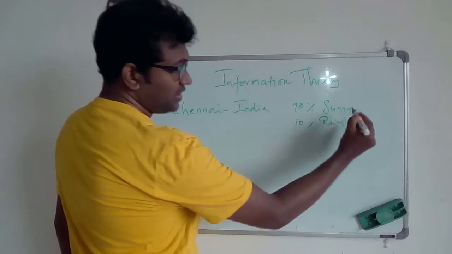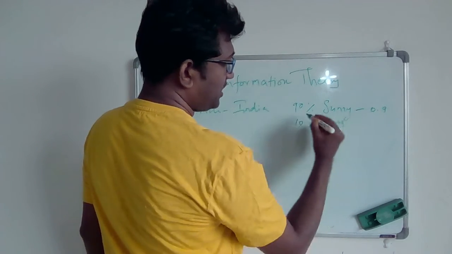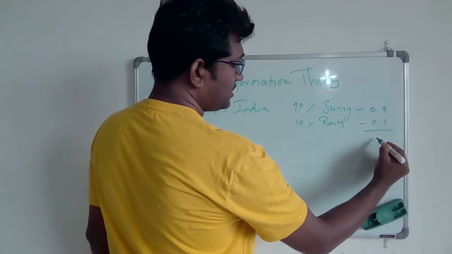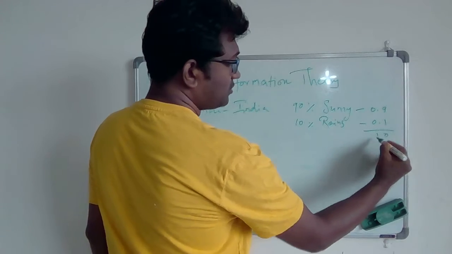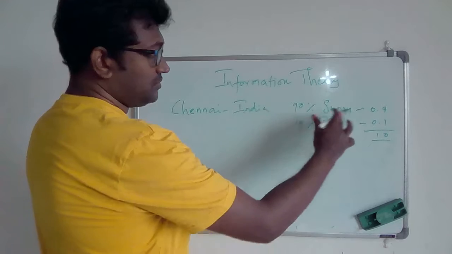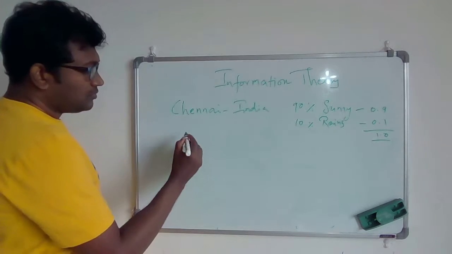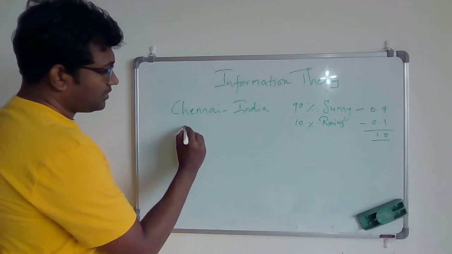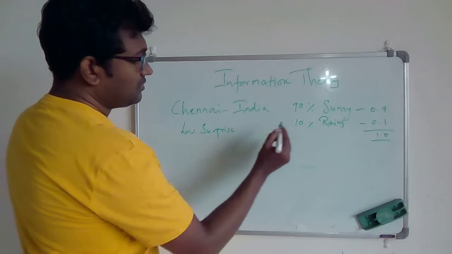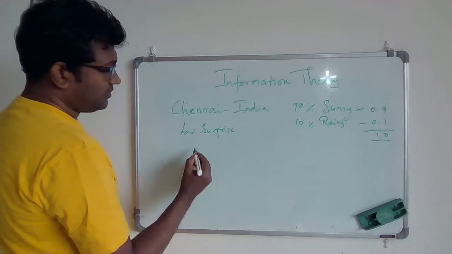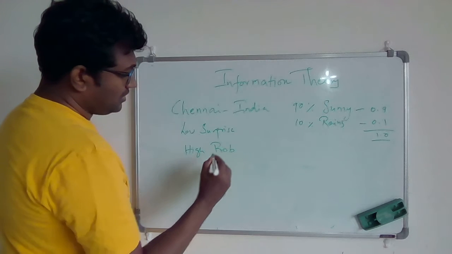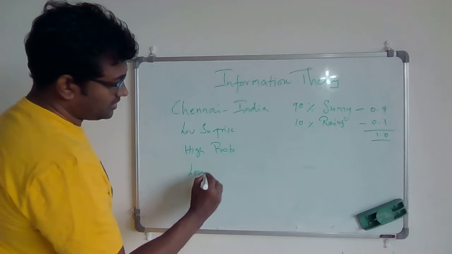So when you say 90% sunny, the probability of it being sunny is 0.9. The probability of rain is 10%, and the total probability is 1. So that's how you can convert this into probabilities. Now, low surprise is denoted with high probability. Low surprise is high probability and less information.